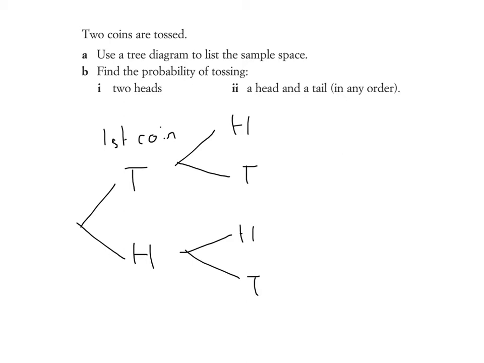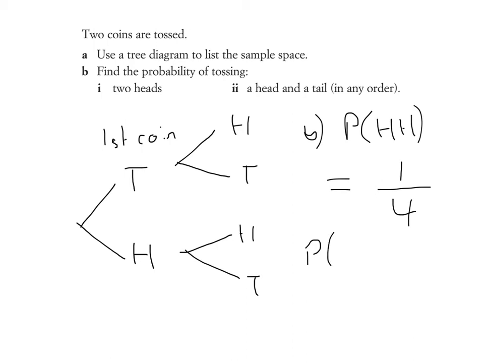Okay, so for question B, find the probability of tossing 2 heads or double heads. Now that would be, if I look around here, throw heads again. That's 1 out of 1, 2, 3, 4 different outcomes. So it's 1 out of 4. That's quite easy.